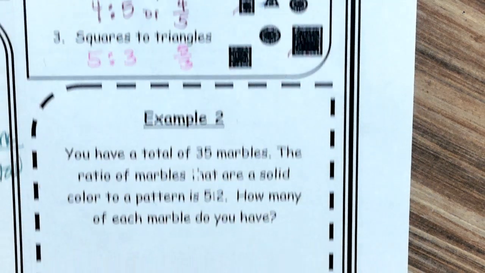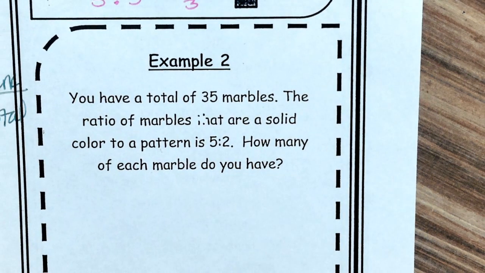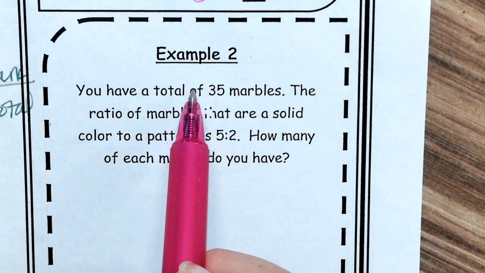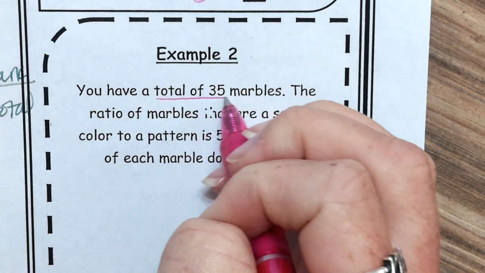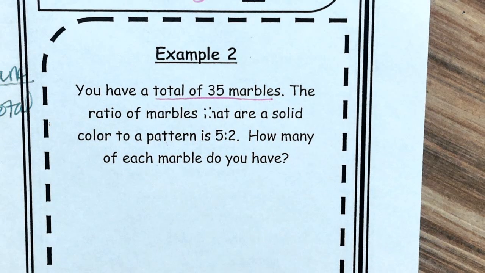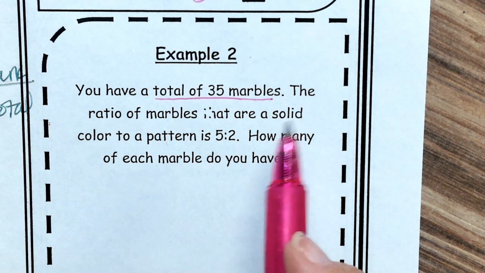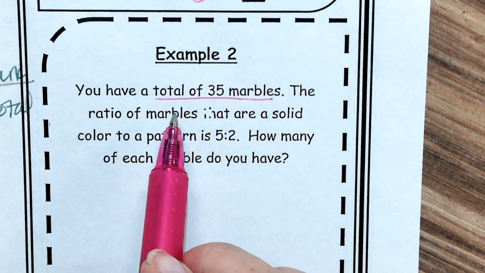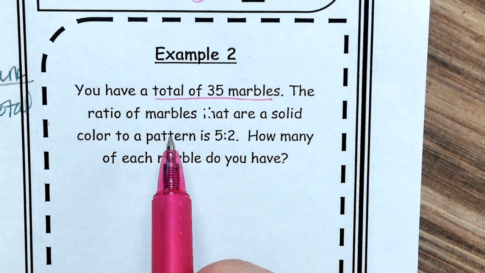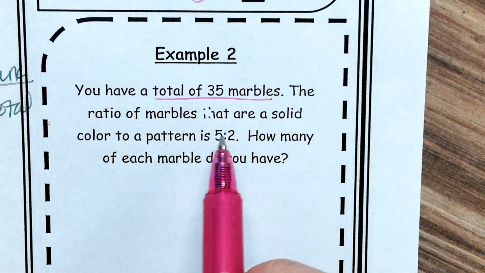All right. Now we're going to do a problem where we get to solve. Again, we're not doing this on our assignment today, but we're going to start practicing. This is what it might look like on your STAR test, okay? You have a total of 35 marbles. The ratio of marbles that are solid to pattern is 5:2.